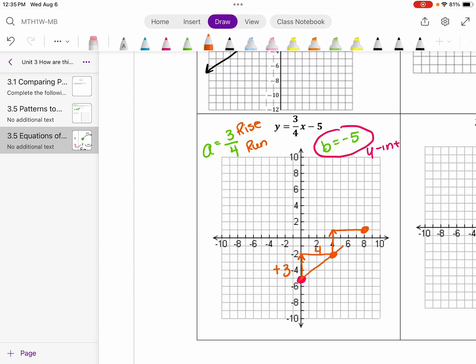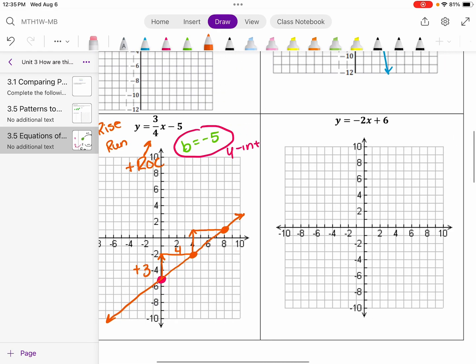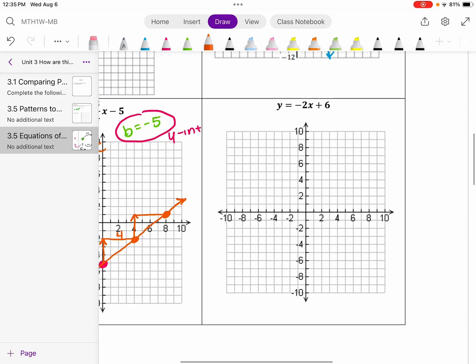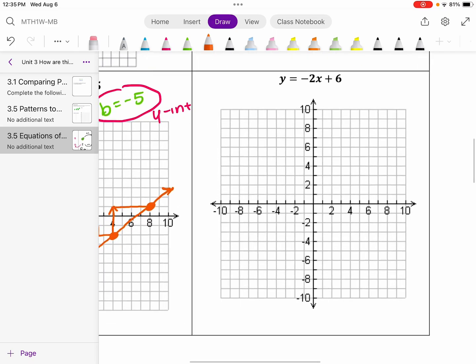And one thing to check: my line is increasing, meaning that as I read it from left to right, it's going up. So I know that I've drawn a positive rate of change because my line is going up. All right, let's try the next one. Can you graph y is equal to -2x plus 6? Pause the video and try this.